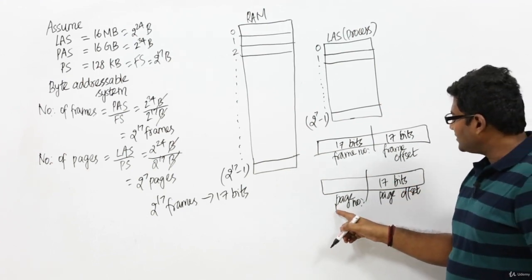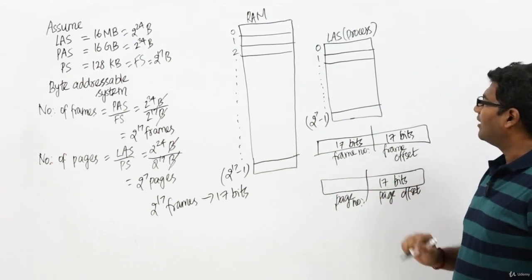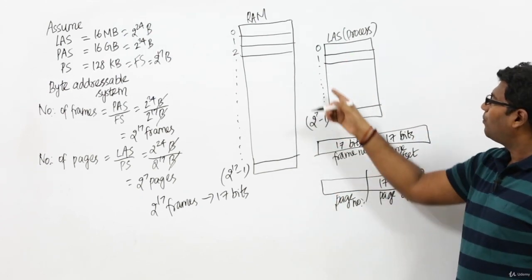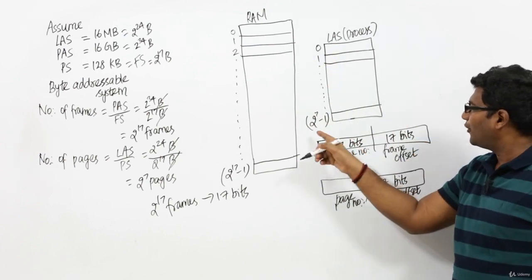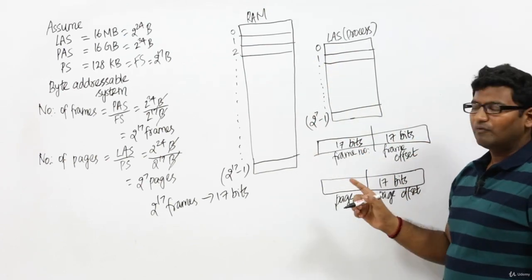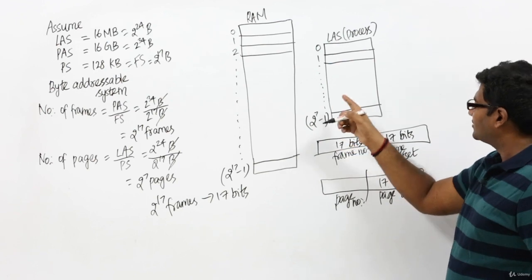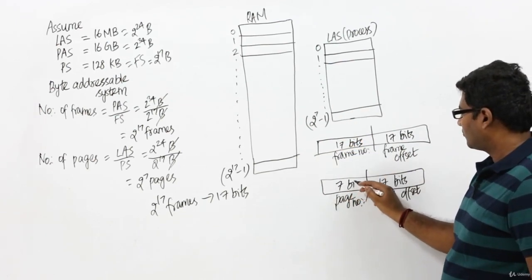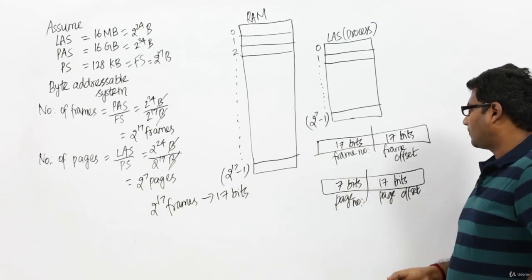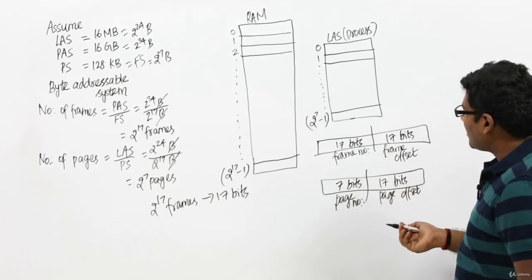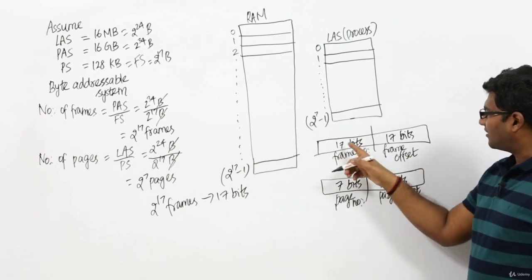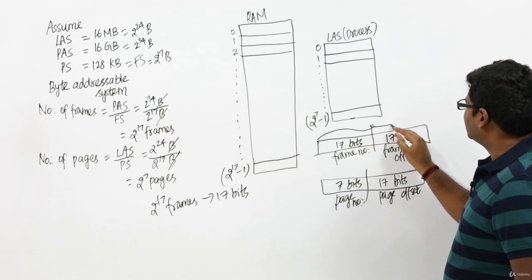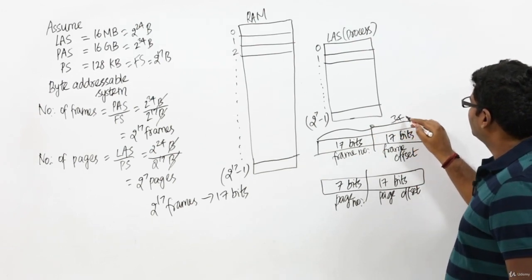And how many bits will the page number field have? That depends on how many pages we have, right? We have 2 power 7 pages, starting from 0 and going till 2 power 7 minus 1. In order to indicate 2 power 7 pages, we need 7 bits. Now if you add both of them, 17 plus 17 is 34, right? The total physical address size is 34 bits.